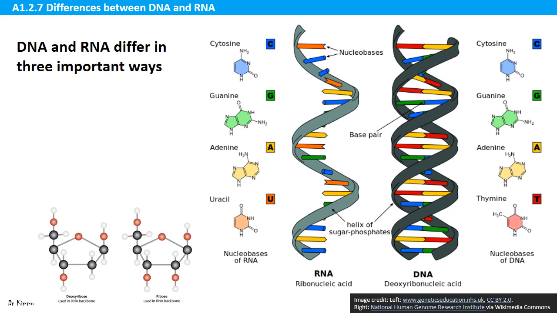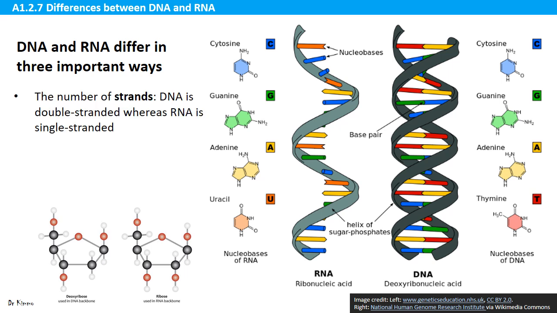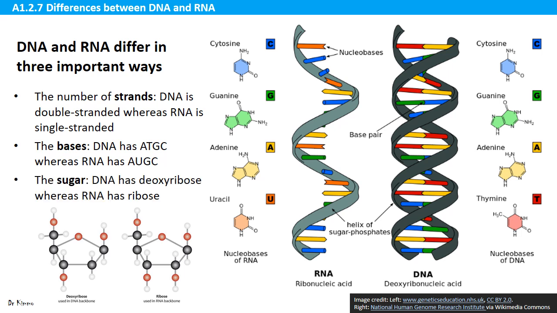DNA and RNA differ in 3 important ways. The number of strands. DNA is double-stranded, whereas RNA is single-stranded. The bases. DNA has ATGC, whereas RNA has AUGC. And the sugar. DNA has deoxyribose, whereas RNA has ribose.